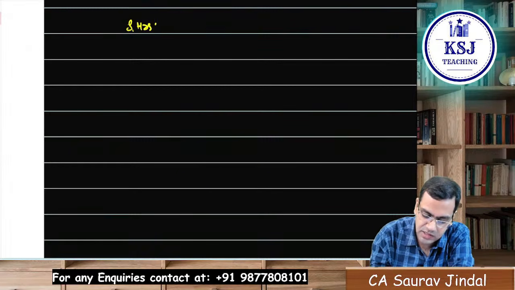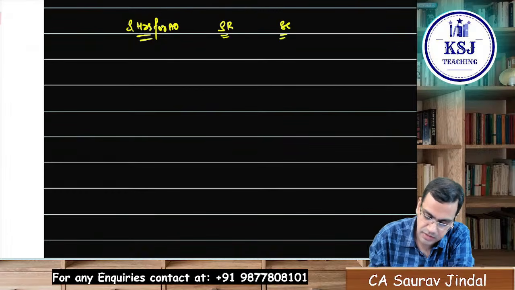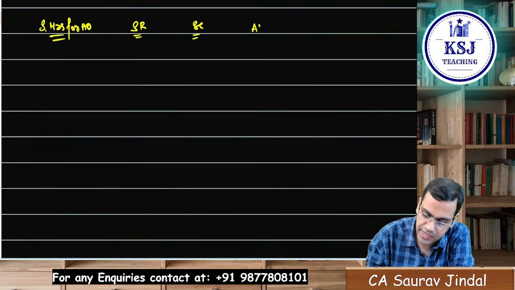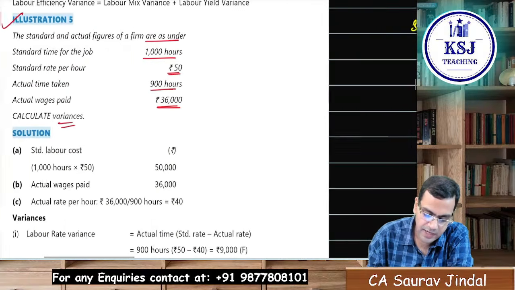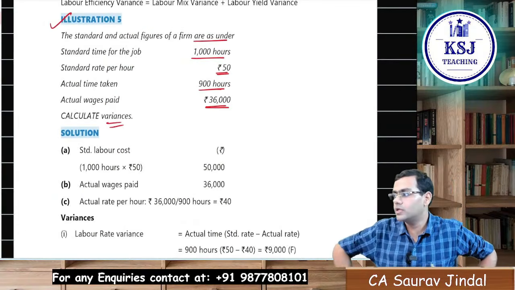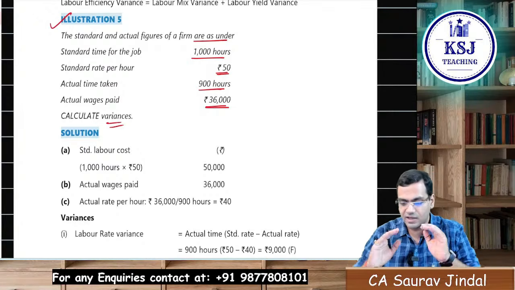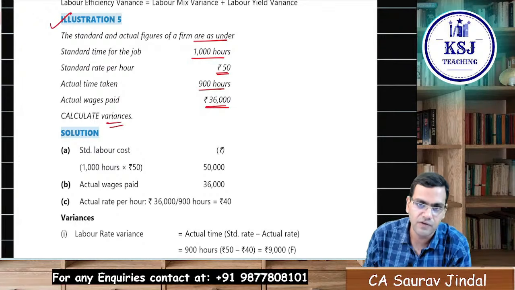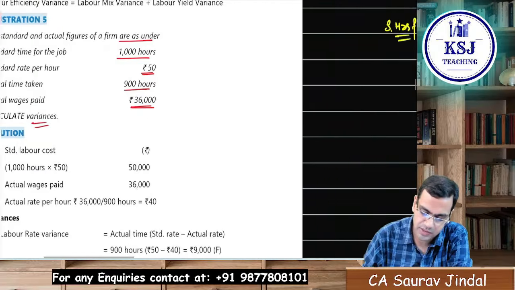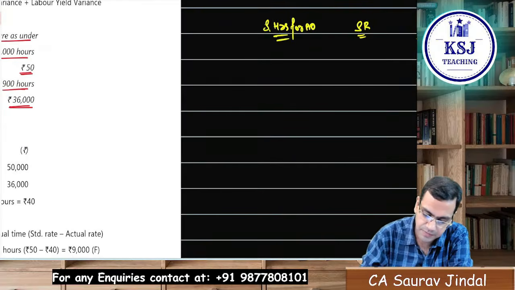Again, we'll have to prepare the table. Standard hours for actual output, standard rate and standard cost. Actual hours, actual rate and actual cost. Right? Now here again the actual output is not given to you. So we will assume that whatever the information is given, that is given for the actual output. So standard time is 1000.